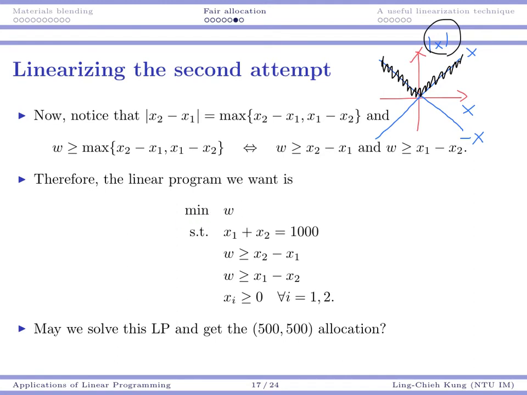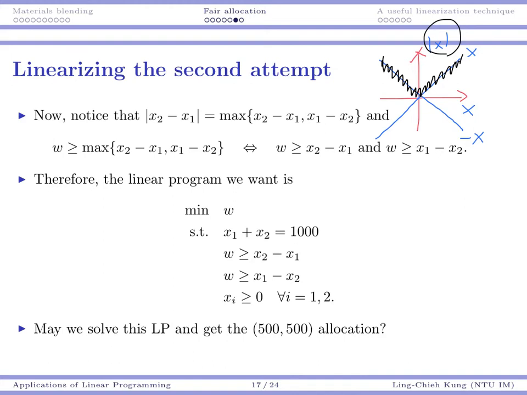I want to minimize something called W. W is the absolute difference. And then all I need to do is to say that W is at least x2 minus x1, or W is at least x1 minus x2. Only one of these two terms can be positive, and W would be equal to that positive amount. I mean non-negative amount. So basically that's right.